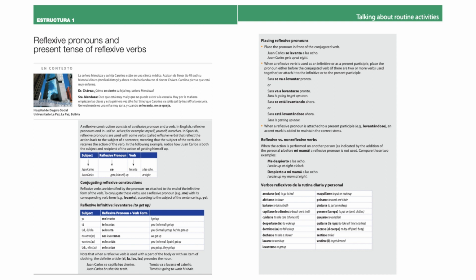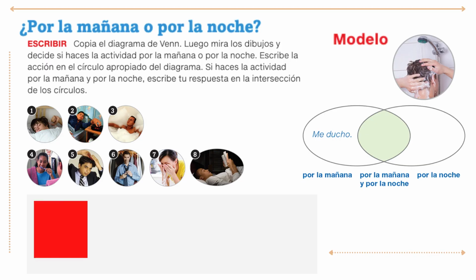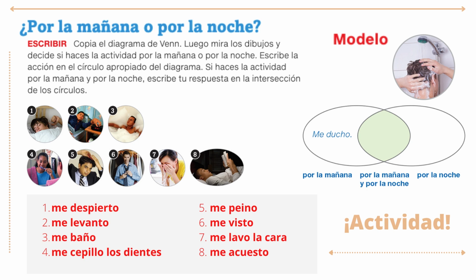So now that we talked about the reflexive pronouns and also the present tense of reflexive verbs, let's try to do an activity here. Okay? So por la mañana o por la noche, during the morning or during the night, or during both times, we could say. So aquí vamos a copiar un diagrama. Obviamente no estamos en la clase y no lo podemos hacer juntos, pero ya vamos a hablar sobre los pronombres y los verbos reflexivos y vamos a hacer esta actividad juntos. Yo voy a contestar las primeras tres y luego quiero que ustedes terminen las últimas cinco.